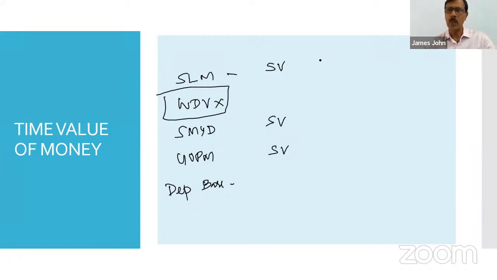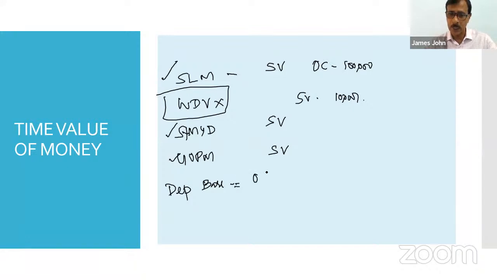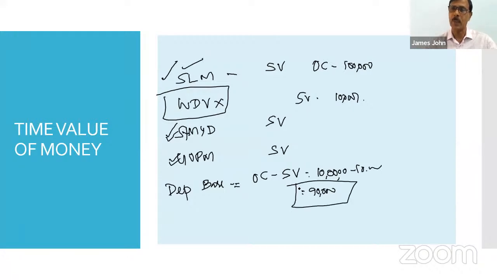For example, suppose the original cost of a machinery is 1 lakh, and the salvage value is, say, 10,000. For the straight line method, the sum of the years digit method, SYDM, and the units of production method, all these three methods, you have to account the salvage value. So depreciable base means original cost minus salvage value. Here in this case, it is 1 lakh minus 10,000, that means 90,000. That means for computing depreciation as per straight line, sum of the years digit, or units of production, this has to be taken as the base.